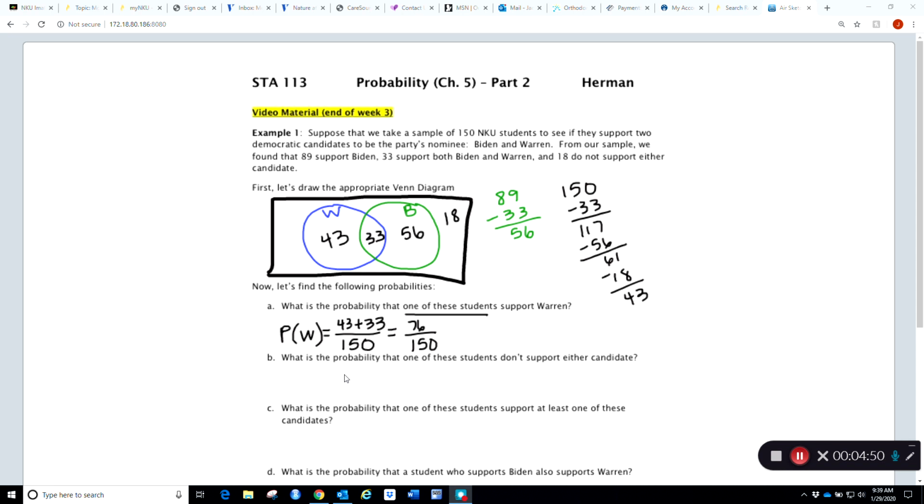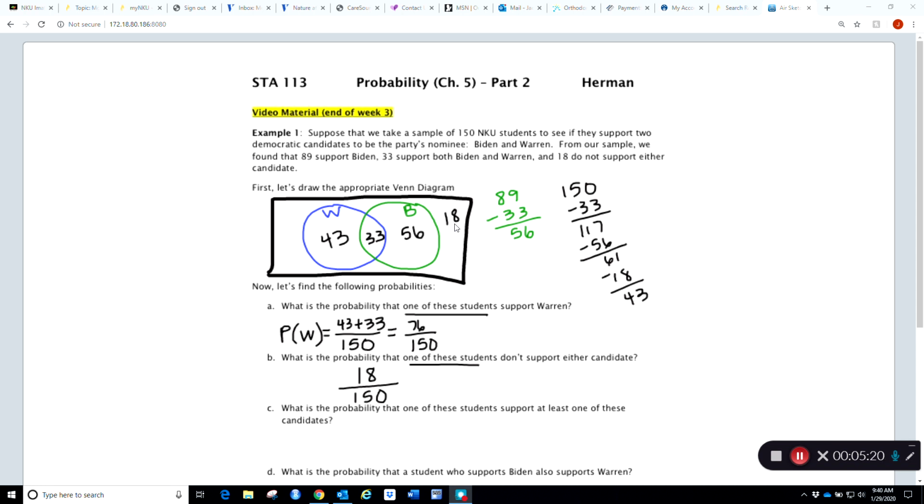Next, we want to find the probability that one of these students does not support either candidate. So again, we're starting with just one of these students. So that means I'm going to start with the 150 on the bottom. Now, how many don't support either candidate? Well, that's actually one of the numbers that was given to me in the problem. That's just that 18 that we have.